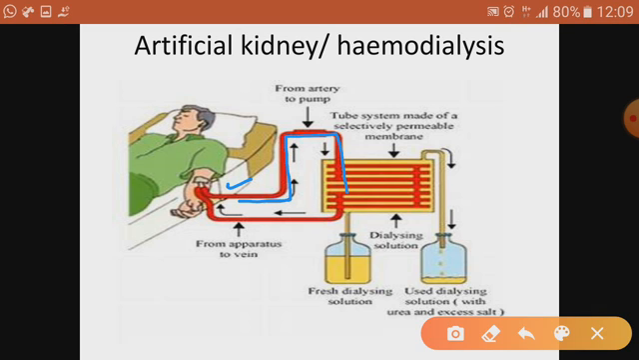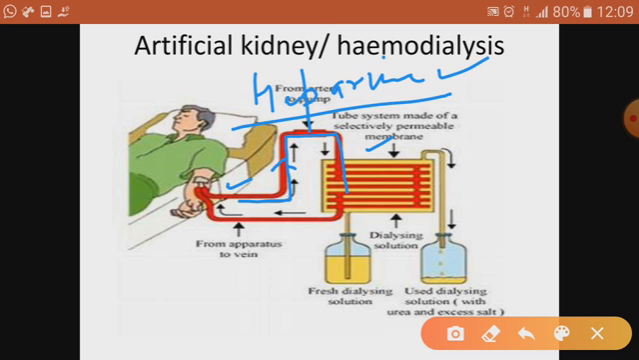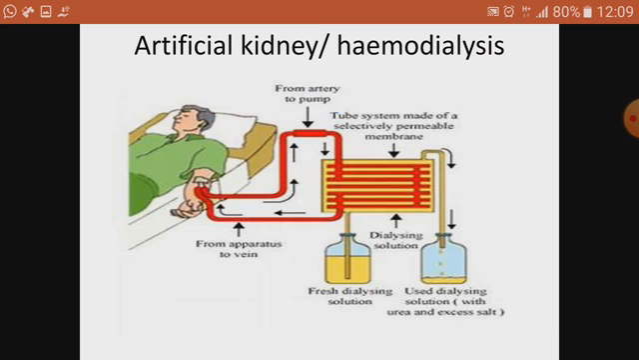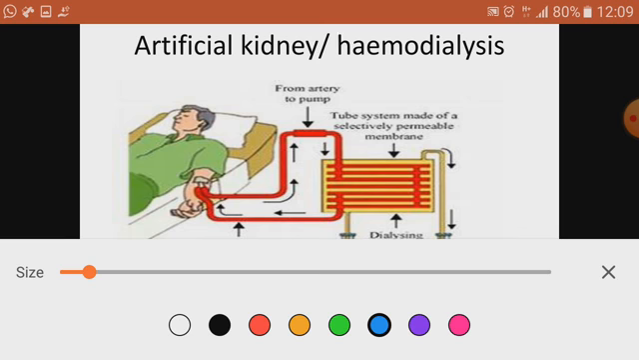Before the impure blood is passed into the machine, what is added? Heparin. Heparin is an anticoagulant. The blood will not become thick. Okay, so heparin is added. Then the blood will move in these cellophane tubes. These cellophane tubes are coiled tubes and blood moves in them. This yellow colored solution is the dialysate and the blue colored tubes are the cellophane tubes.